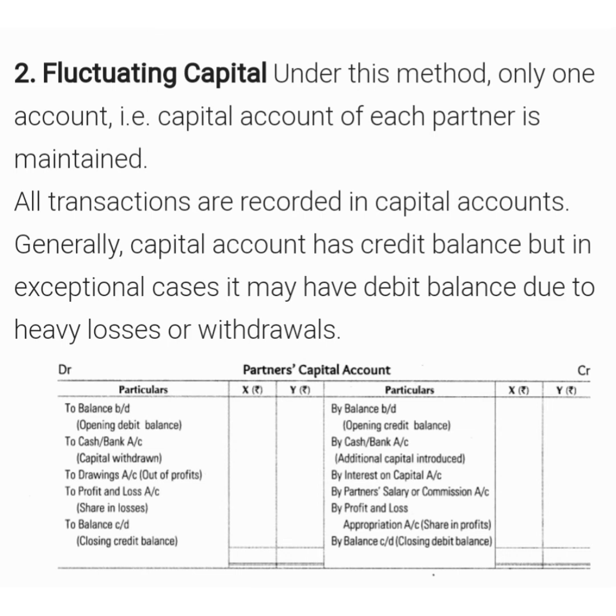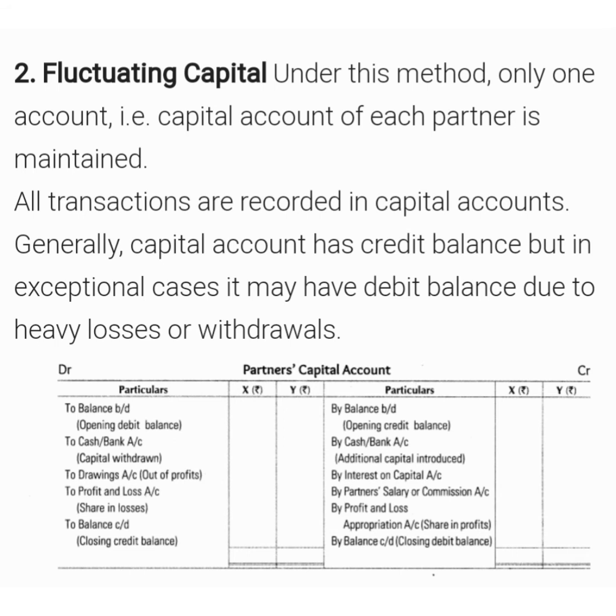Sometimes the amount of drawings is given in the problem. Enter that amount on the debit side as to drawings account. The next item to be recorded is interest on drawings. Enter that amount on the debit side as to interest on drawings. The next item is to transfer the share of loss on the debit side, that is to profit and loss appropriation account.